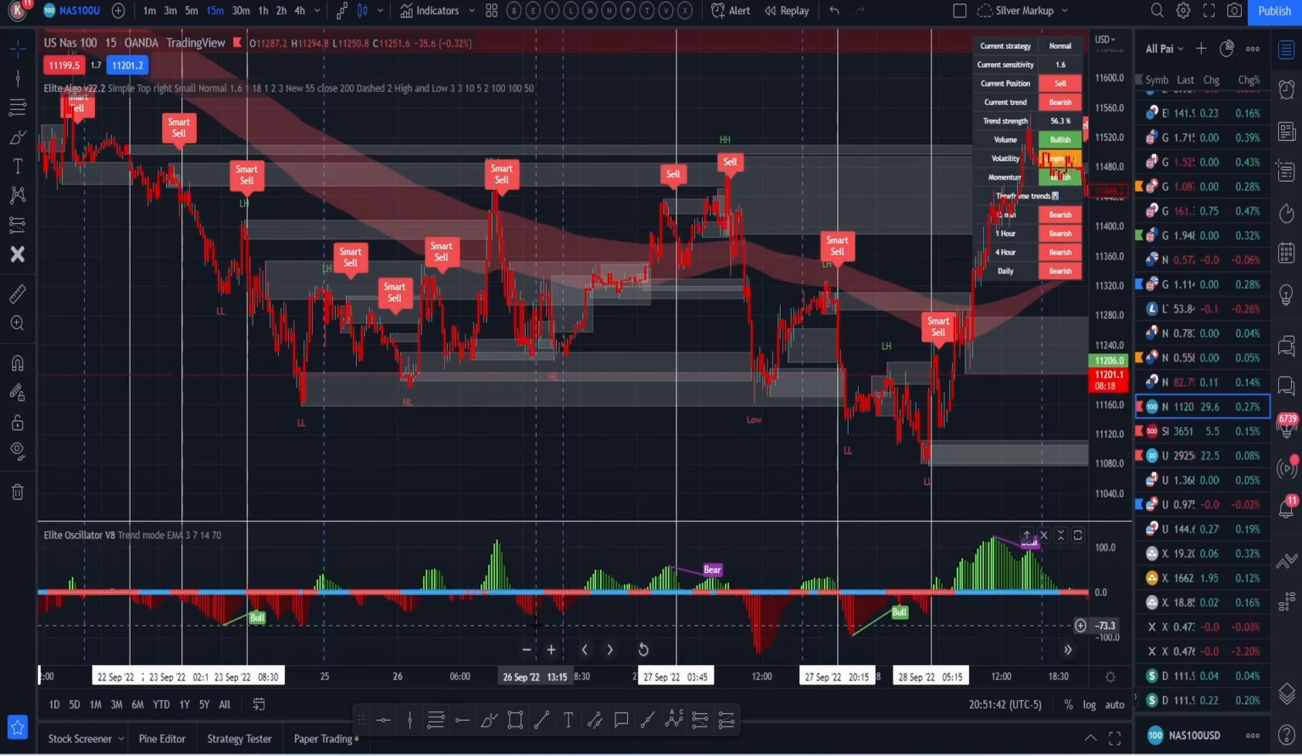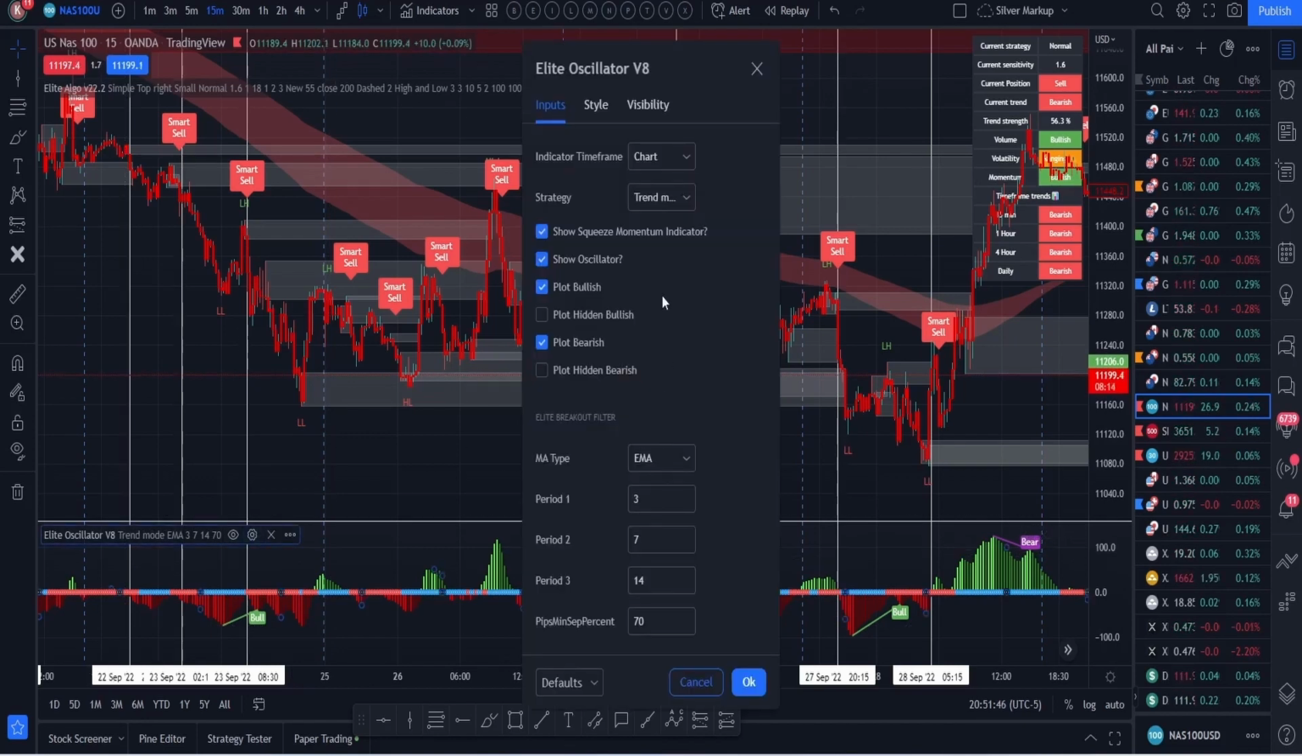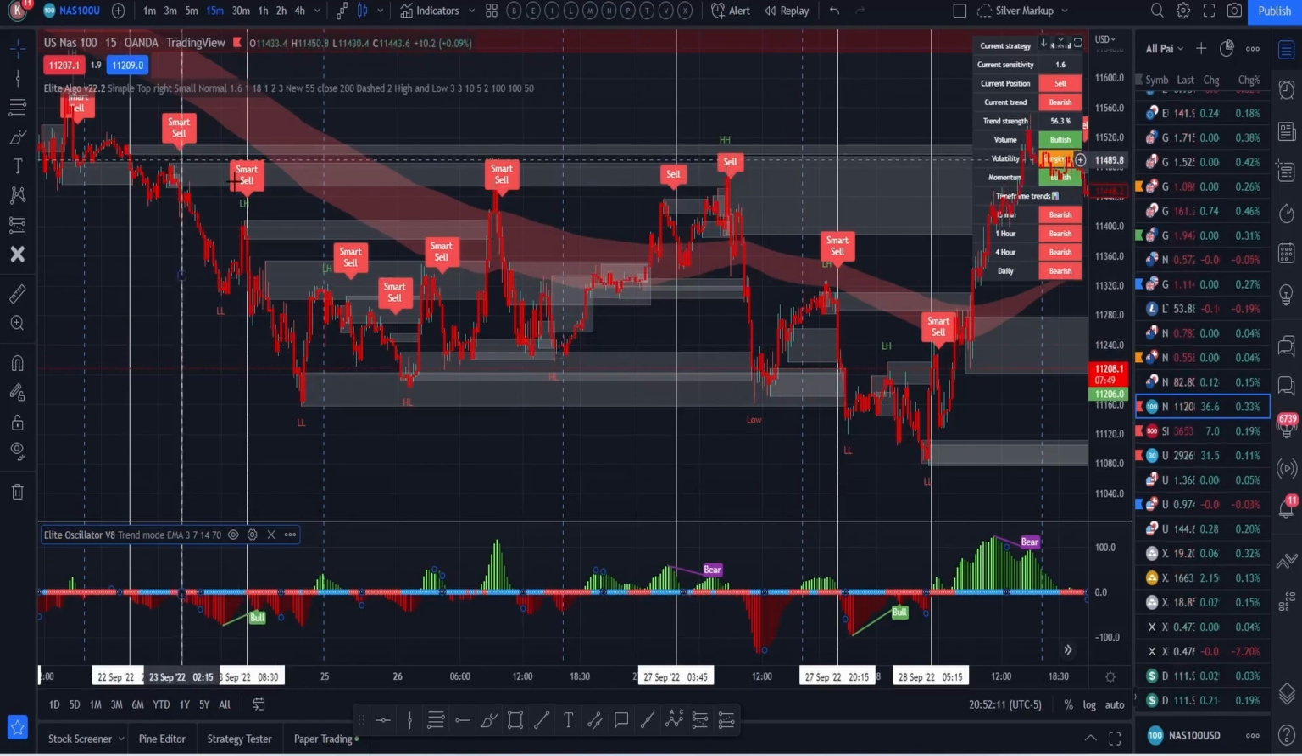But this is the complete walkthrough of the Elite Algo mode. The oscillator is pretty self-explanatory. It has multiple levels of the time frame, and then from there you can see more types of divergences. You can change the period on the elite breakout filter. So a lot of different things you can play with here, but the main thing is the Elite Algo. I like it. I think it's a 9 out of 10.